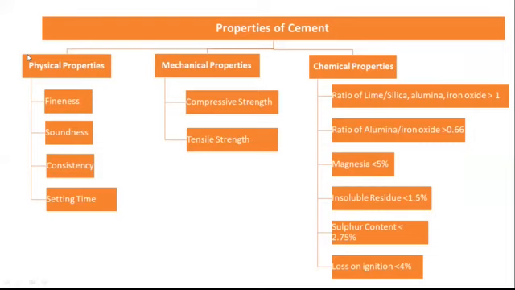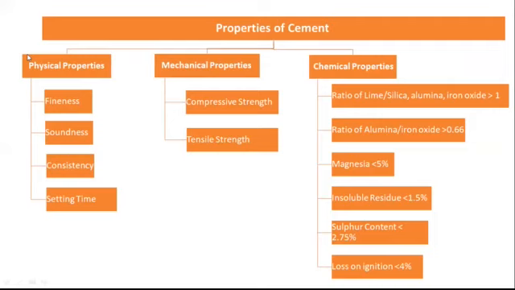Now, the mechanical properties of cement. There are two mechanical properties. First is compressive strength and second is tensile strength. For compressive strength, at the end of 3 days it should not be less than 115 kg per centimeter square, and at the end of 7 days it should not be less than 175 kg per centimeter square. For tensile strength, at the end of 3 days it should not be less than 20 kg per centimeter square, and at the end of 7 days it should not be less than 35 kg per centimeter square.